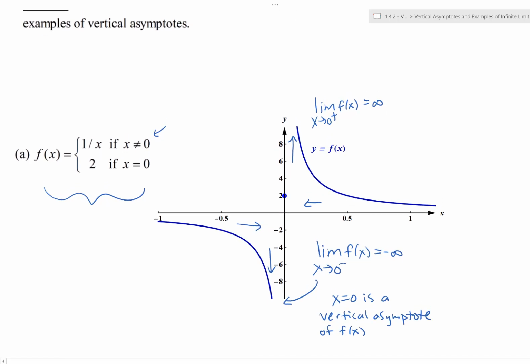And note, too, the function is defined at 0, right? It's 2. That's that dot. That's the whole purpose of this, to show that, hey, that's kind of a weird situation, but we can define a function that behaves in such a way.